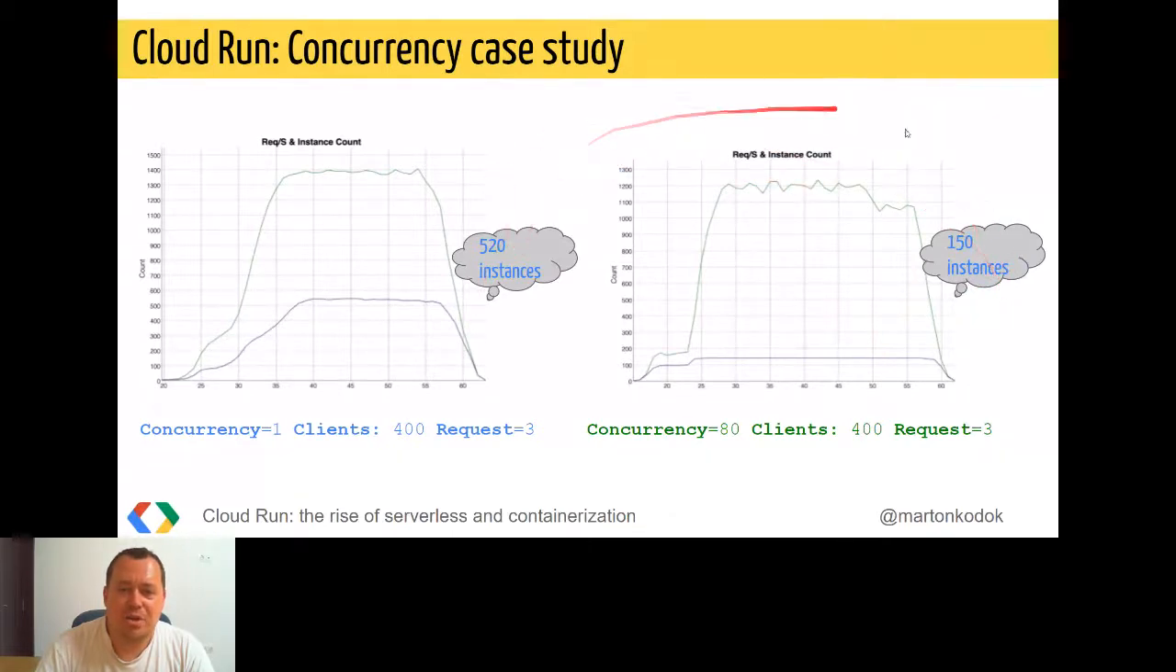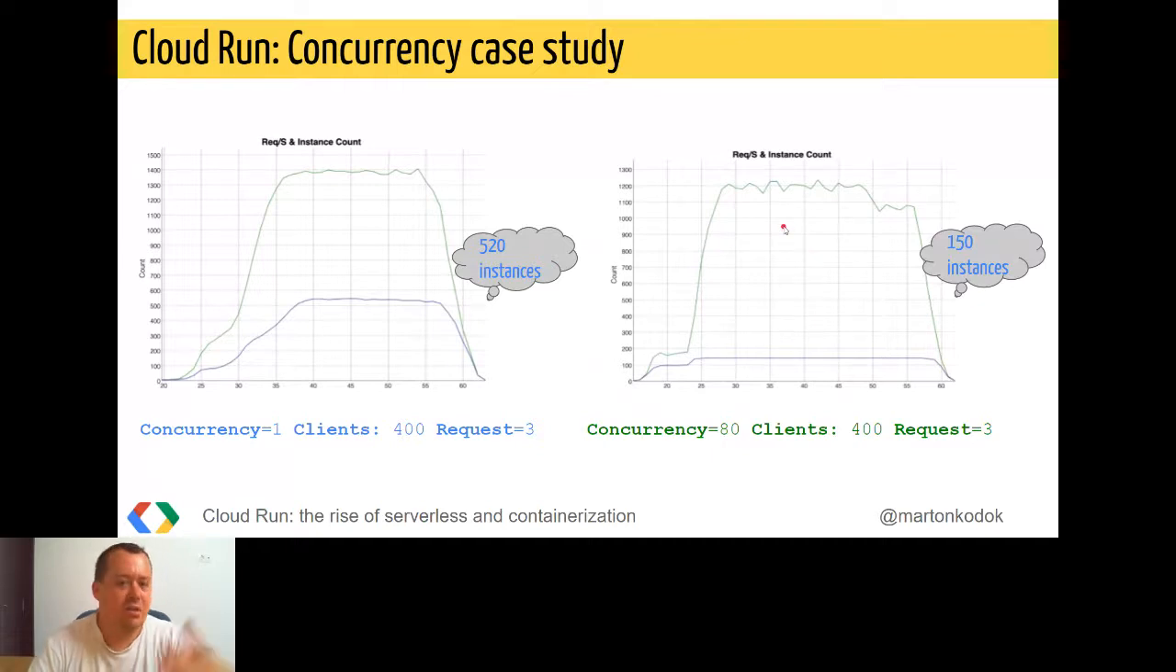Why is it important to reduce the number of instances? And 150 is better this time. It's better because you pay for the CPU and the gigabyte of the instance while the request is there. So essentially, just by using the right concurrency value, you are able to reduce from 520 to 150 instances, reducing the resources used in the Cloud Run environment.